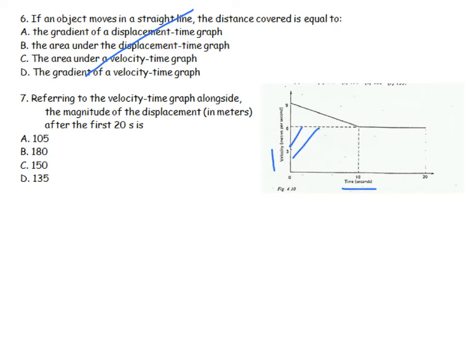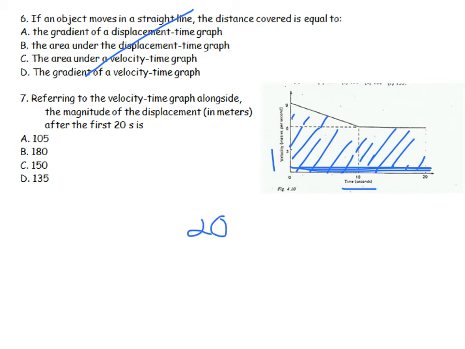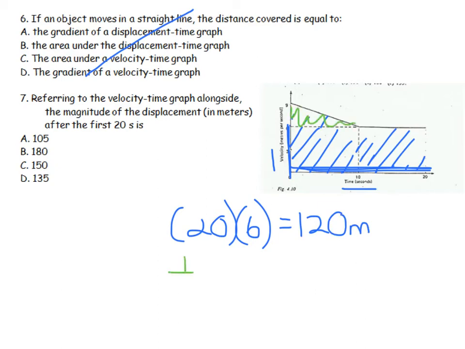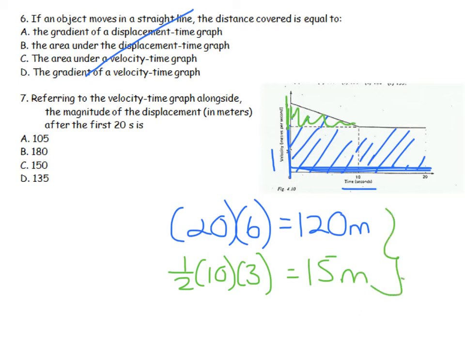So displacement is going to be the area under the curve. So we've got a rectangle and a triangle for the first 20 seconds. We've got a big rectangle actually. So let's go. Base, the full base, 20, times the height, the full height of the rectangle, which is 6. And I land up with 120 meters. This little triangle over here is going to be half of the base, 10, times the height, 6 to 9, is going to be 3. So we get 15 meters, and therefore if I add those together, I land up at 135.